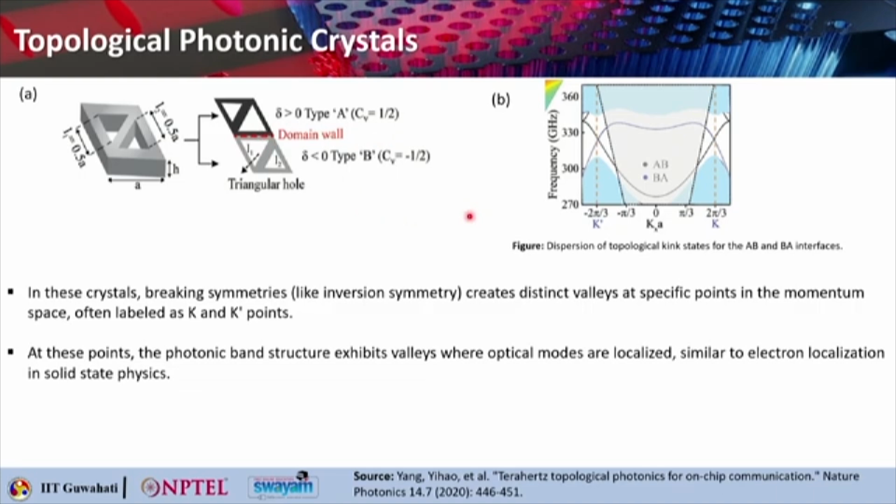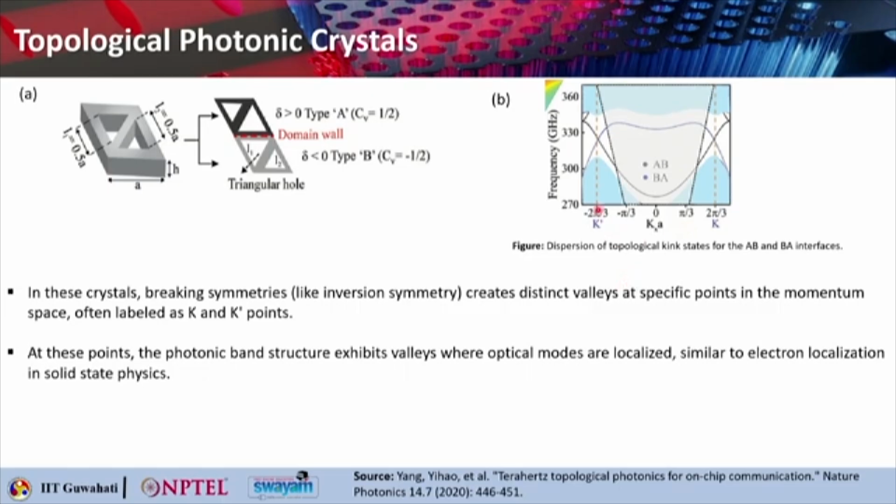Okay, so in these crystals, what is important? Symmetry breaking is important. That will break the inversion symmetry, and it creates distinct valleys at specific points in the momentum space, which are marked as K and K prime. At these points, the photonic band structure exhibits valleys where optical modes are localized, similar to the electron localization in solid state physics.